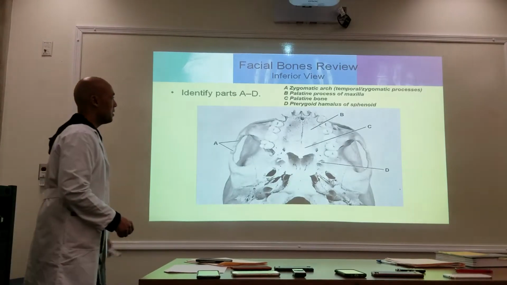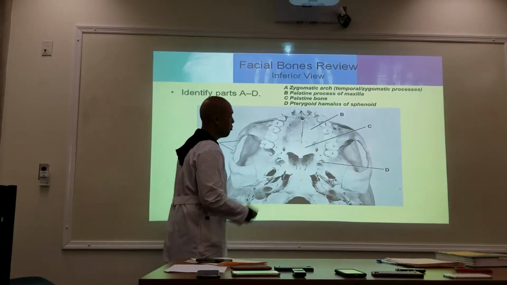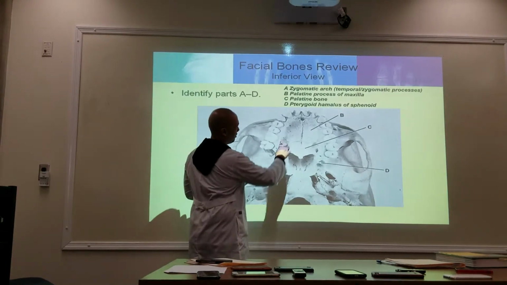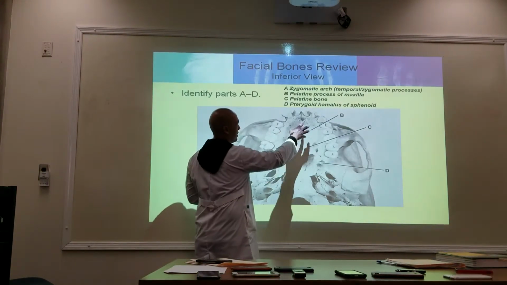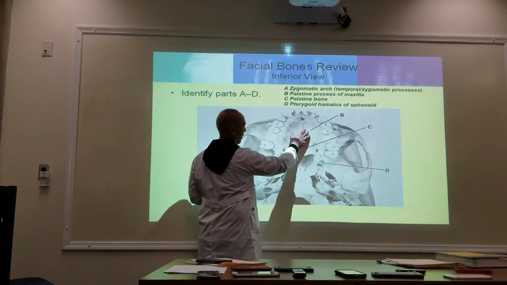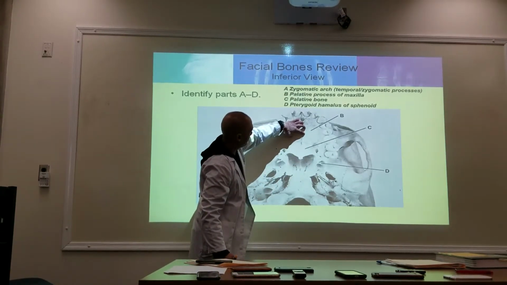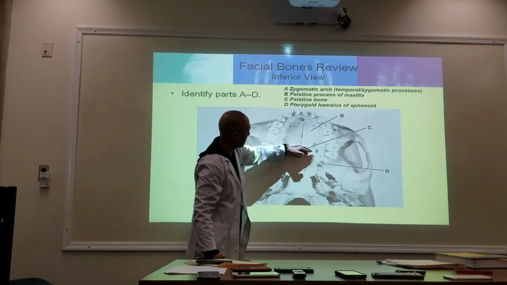Okay, so here is the roof of the mouth. You can see that there's two divisions. So this is the roof, the maxilla, and we have the hard palate. So this is the palatine process, and then back here is going to be the palatine bone.